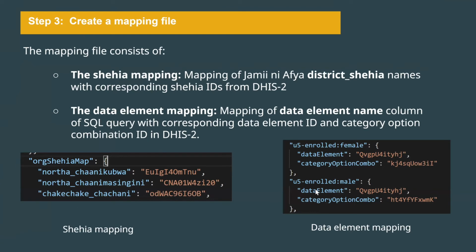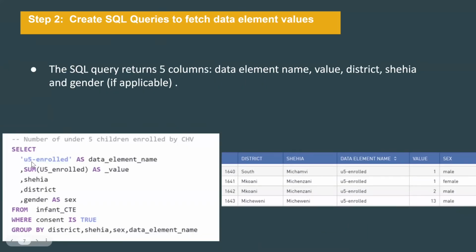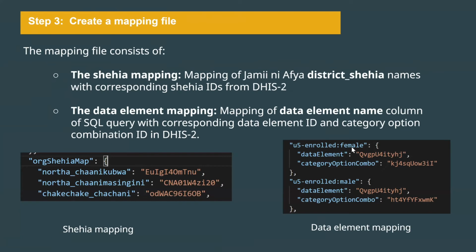And then on the right, you see the data element name column of the SQL query with the corresponding data element ID and category option combination ID in DHIS2. So for our use case, we said we are going to push under 5 enrolled female and male. And so U5 enrolled is the data element name we used in our SQL query, which is right here. So since we said we are going to push female and male, I have this twice, one for female and one for male. So this ID here, KJ4, represents the female, and HT4 represents male.